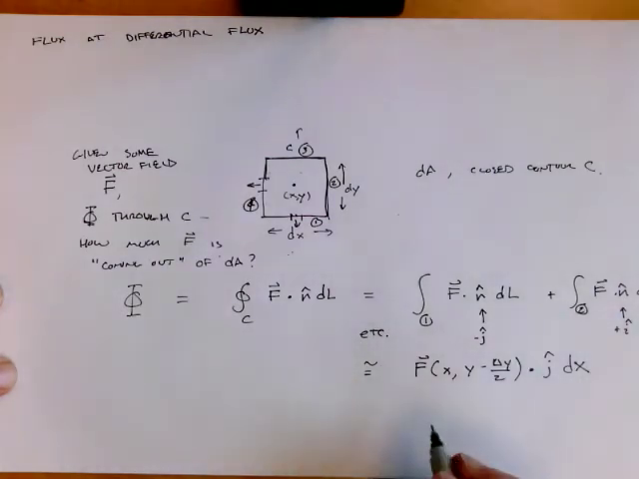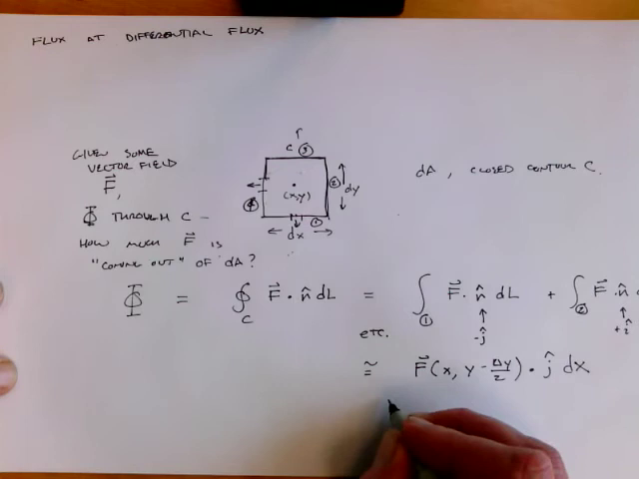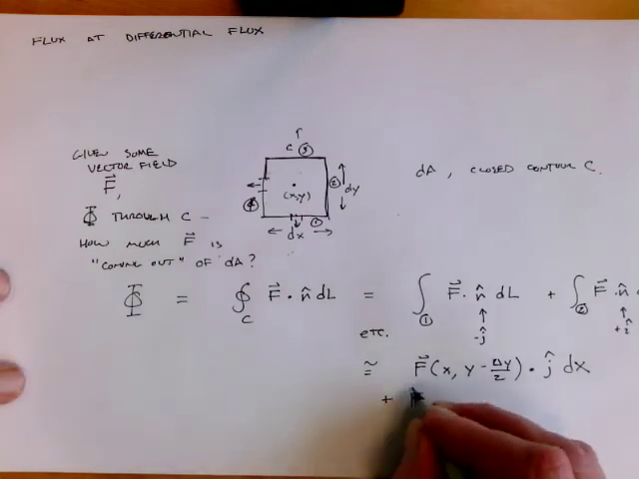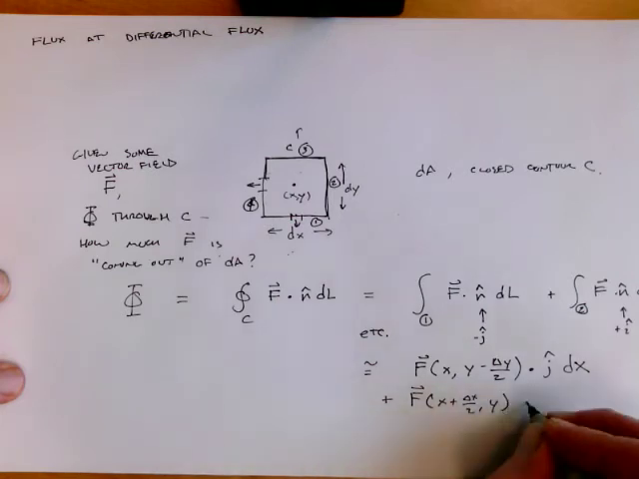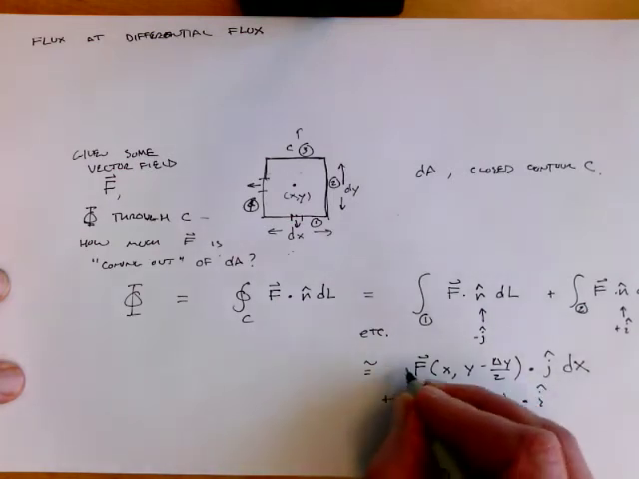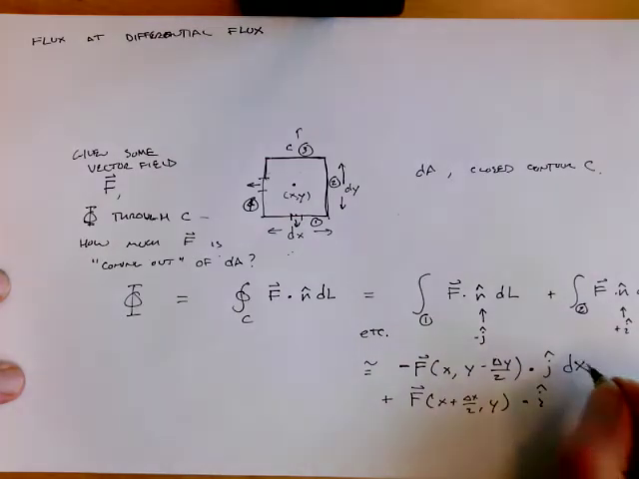And I could do the same thing for this next point, right? So I'll get a plus F at x plus delta x over 2 comma y, dotted with i hat, and this should be a minus here because this is a minus j hat, right?